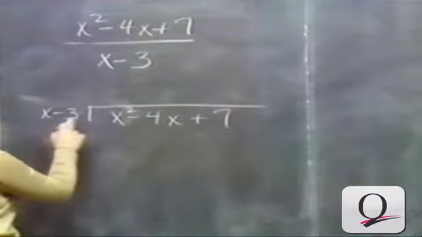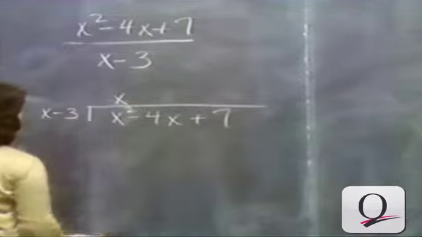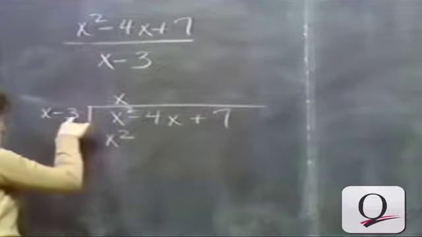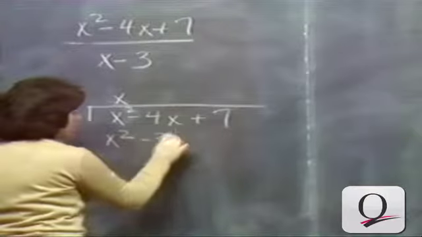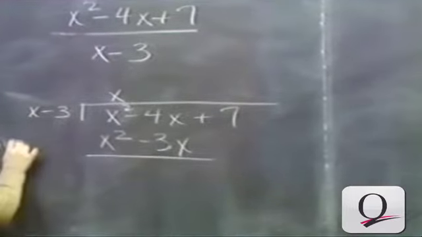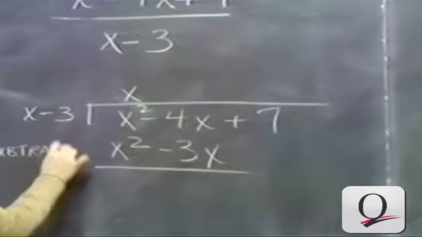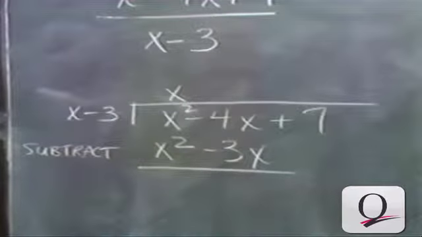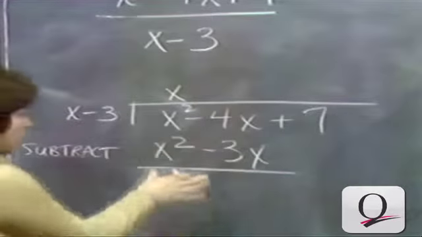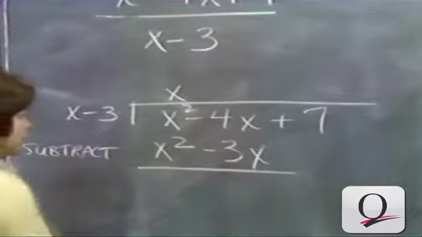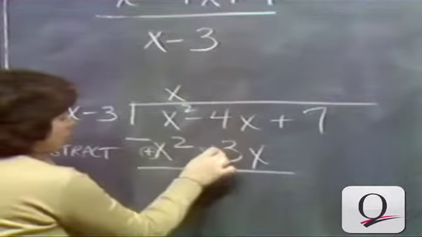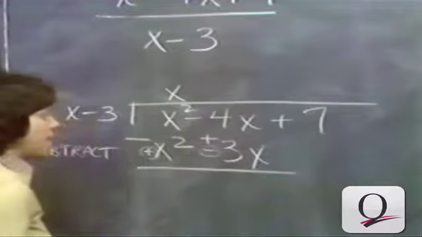We go x into x squared goes x times. X times x gives us x squared. X times minus 3 is minus 3x. Now you must subtract. Okay, remember to subtract. We can change the signs of the thing we're subtracting and then add. This is really plus x squared. We can change that to a minus. The minus 3 we can change to a plus, and then we add.